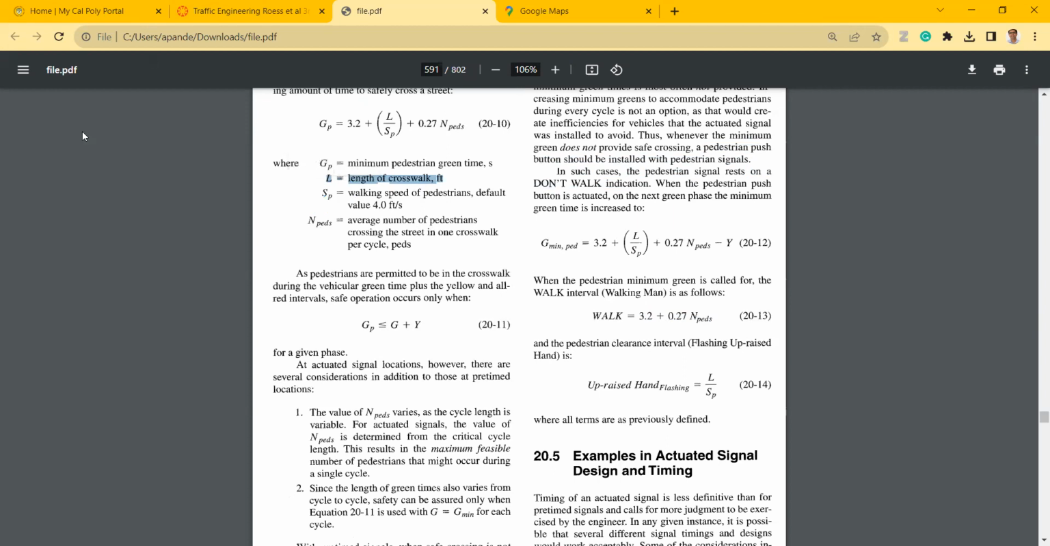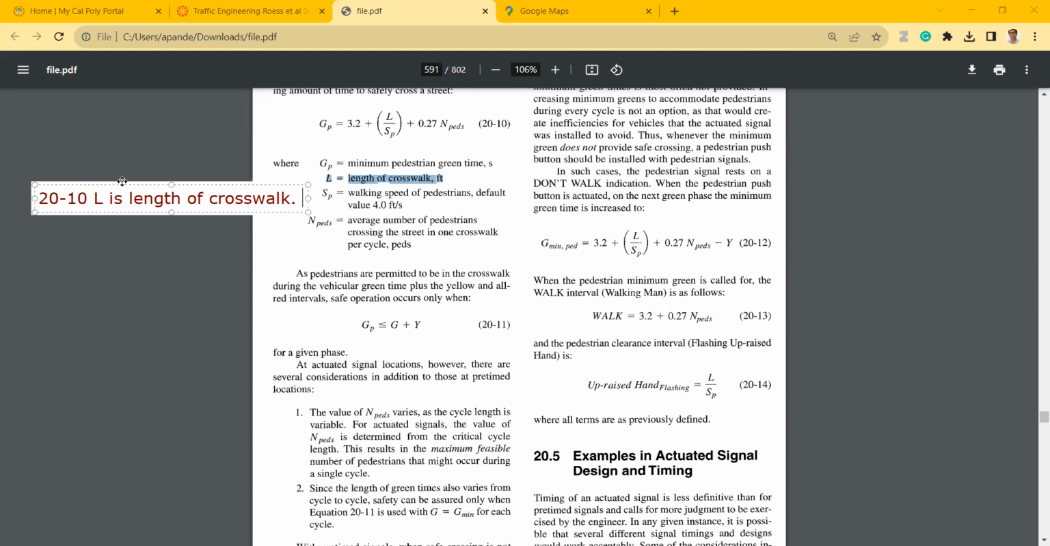So I want to make sure that you note that in 2010, L is... just make sure that you pay attention to that.